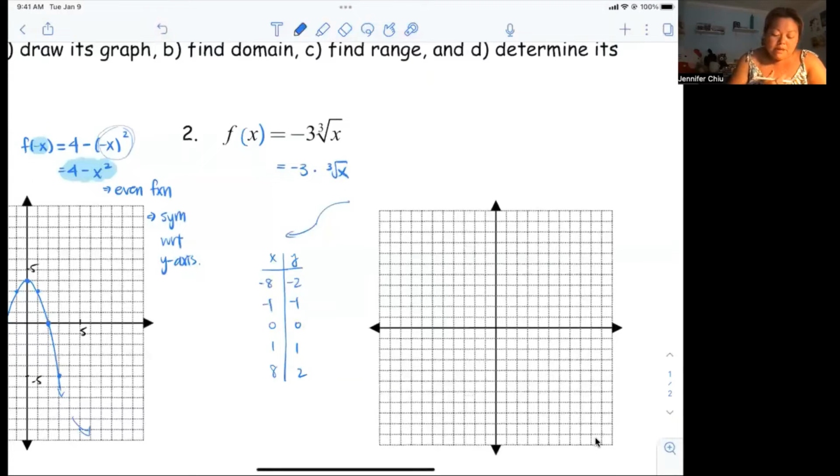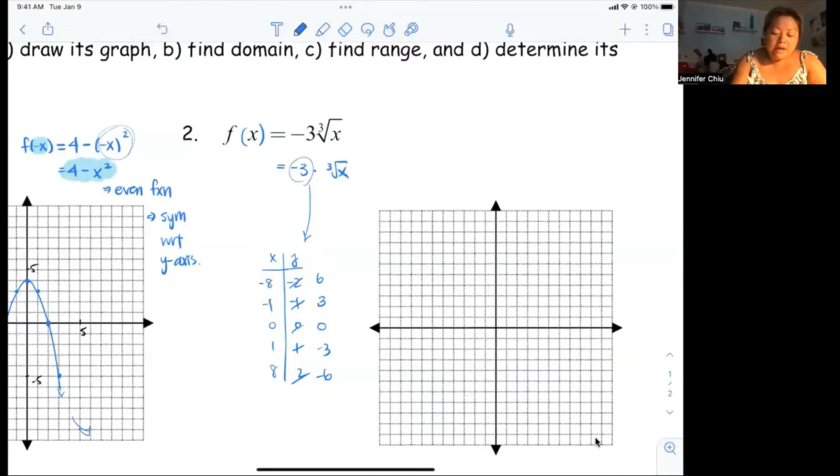Why am I doing that? Because now this negative 3 is going to affect all my y values because it says f of x equals y equals. So that coefficient actually multiplies all the y values of this graph, right? So then what we're going to do now is take the negative 3 and multiply the y value, so I get 6, 3, 0 stays 0, and then negative 3 and negative 6.